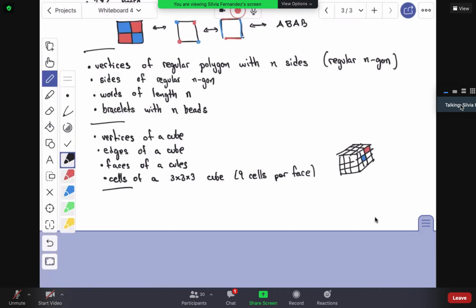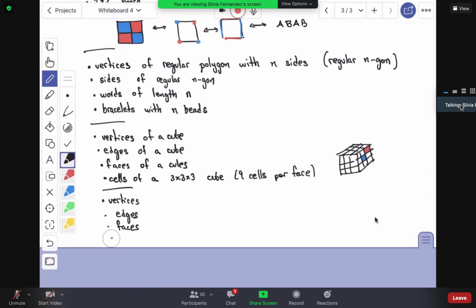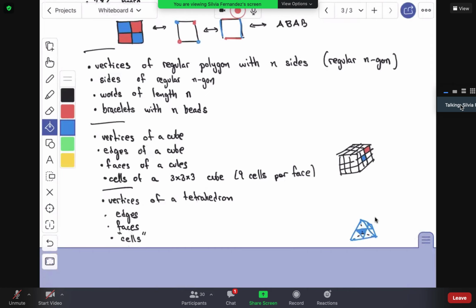Or, why not, if we're doing the cube, why not do vertices, edges, faces, and maybe also cells of some sort of a tetrahedron. Have you seen those, the Rubik tetrahedra? Maybe you have the tetrahedra and maybe you have little triangles there. Something like that. And there's also something on the back. So you also would like to maybe color those little triangles in a tetrahedron.